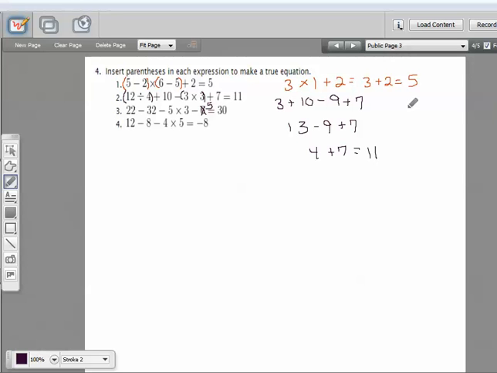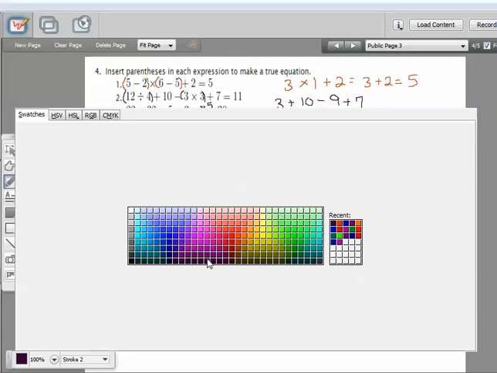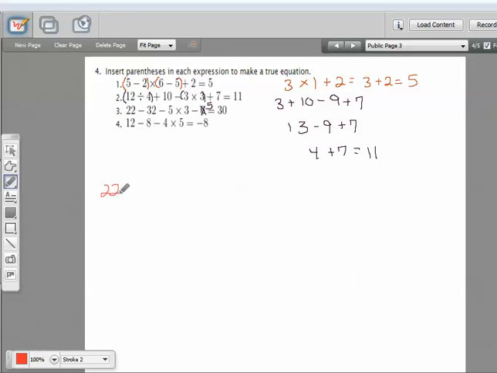If that is a 5, though, let's play around a little bit here and see if we can make something work. So 22, oops, let me switch colors. We'll do kind of a pinkish here. So 22 minus 32 minus 5 times 3 minus 5 equals 30. So I would probably just start by putting parentheses possibly around the 5 minus 3.